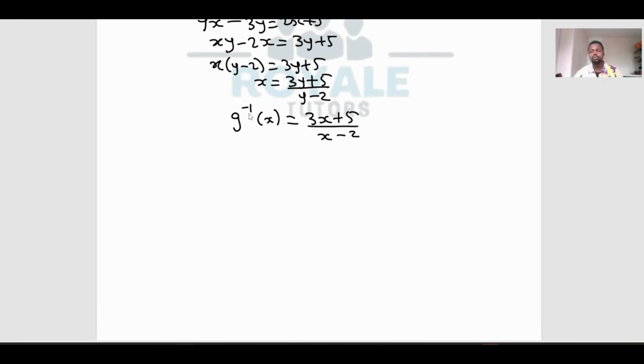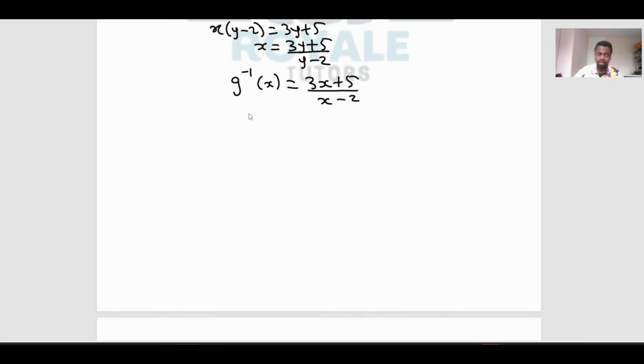So remember, we are to find the domain of G inverse. Let me say something. Inverse function is like the opposite of a function. If G of X moves from domain to range, G inverse of X is going to move from range to domain. It's like you are traveling from Coventry to London. That's G of X. G inverse of X is your return journey from London back to Coventry. The same road, the same way, right? But your starting point is different.